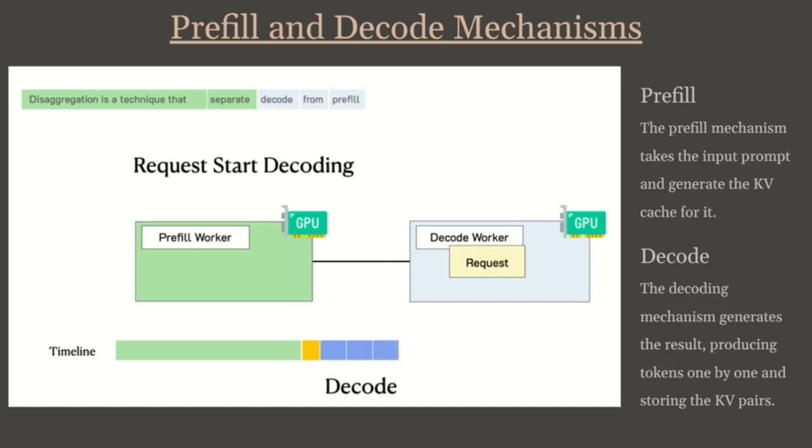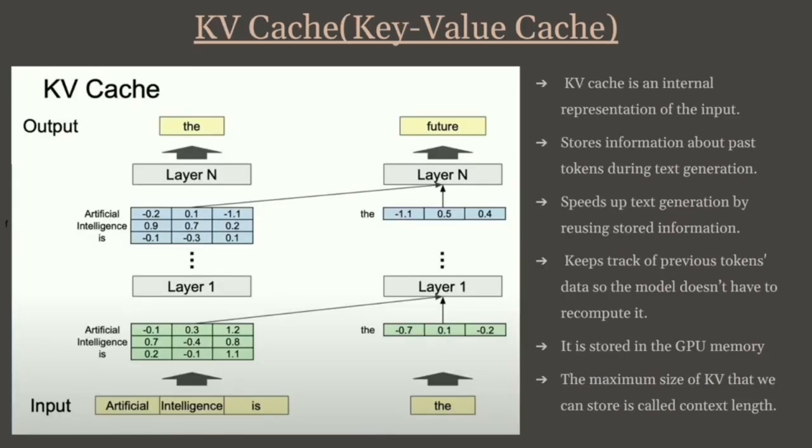So that's it. Now let's understand what KV cache is. KV cache stands for key value cache. This is like the model's short-term memory. When the model starts writing text, it remembers what it has already written and saves that memory in the KV cache. So here, first we have our input, which is artificial intelligence is.